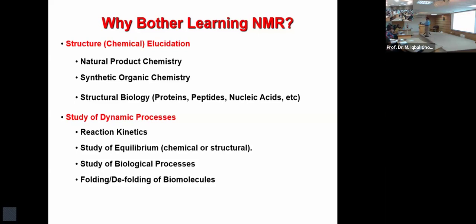And that is the reason why you can measure the dynamics of your reaction. You can measure reaction kinetics. You can measure equilibrium. You can study biological processes like the interaction of a small molecule with a large molecule in real time. You can measure folding and unfolding of biomolecules, because it's slow. This relaxation is a slow phenomenon, and everything we are discussing, we'll discuss in greater detail.